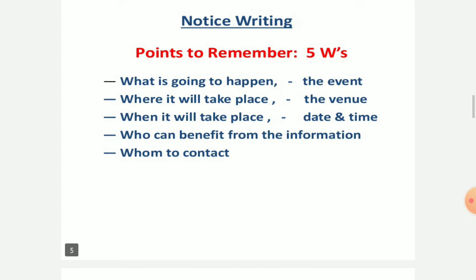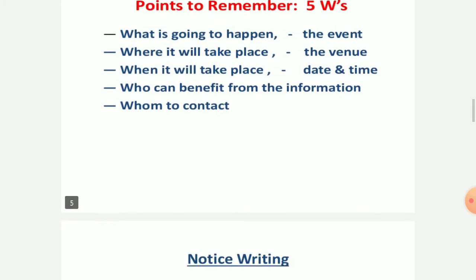What is going to happen? That is the event. Where will it take place? The place or the venue. When will it take place? That is date and time. Who can benefit from the information and whom to contact. If you are able to have a good hold over these 5 W's, that is what, where, when, who and whom, then obviously notice writing, as I told you, becomes very easy.